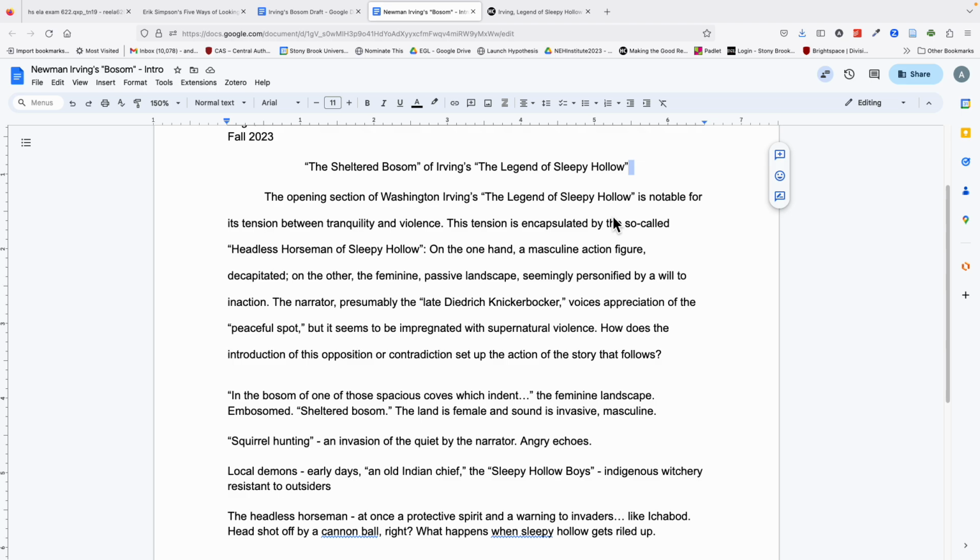Okay. On the other, the feminine passive landscape seemingly personified by a will to inaction. This feminine landscape keeps lulling people into dreaminess and passivity. The narrator, presumably the late Diedrich Knickerbocker, voices appreciation of the peaceful spot, but it seems to be impregnated with supernatural violence, right? How does the introduction of this opposition or contradiction set up the action of the story that follows? In other words, what's the relationship between all of this dynamic imagery of the first paragraphs and the rest of the story? That's a thesis question.